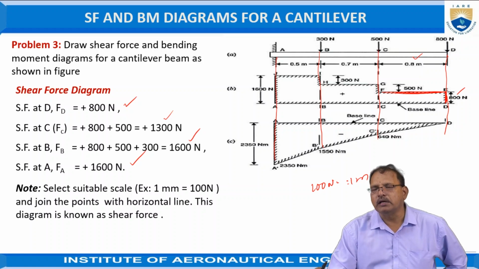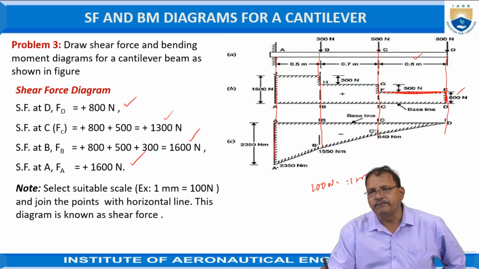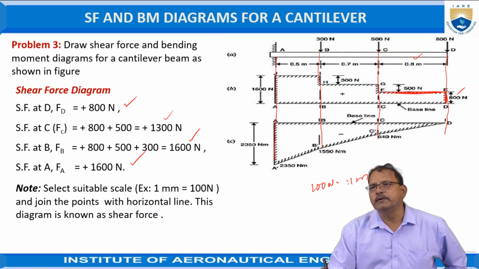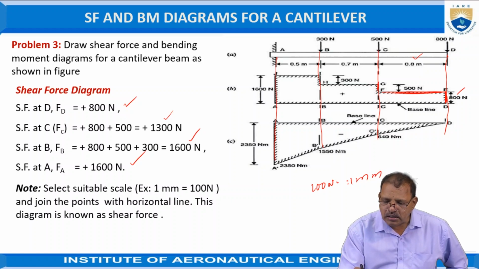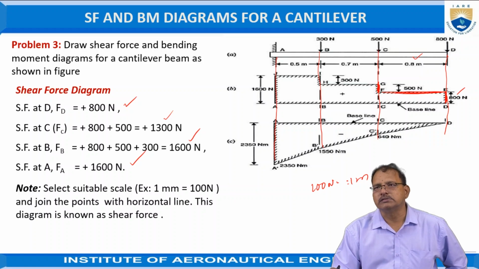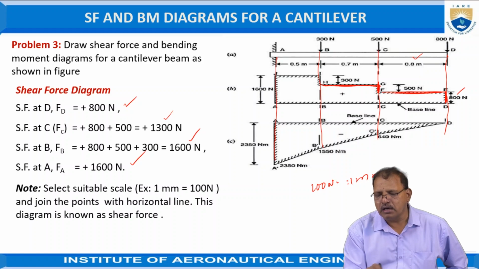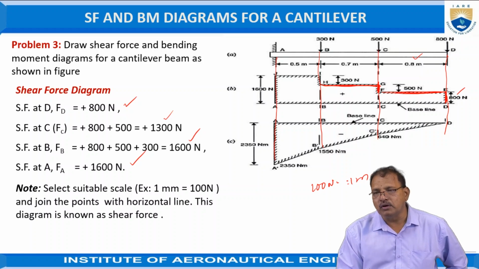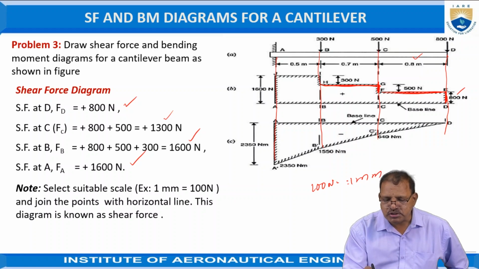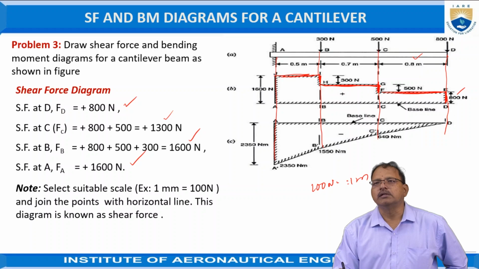But at point C, suddenly a 500 load is acting. The total load acting at C becomes cumulative, that is the sum of 800 plus 500, which is 1300, so it goes in the upward direction. And again, up to point B, it remains constant, so draw a horizontal line. At position B, again suddenly a 300 downward force is acting, and the sum becomes 800 plus 500 plus 300, 1600, in the upward direction. Again, it remains constant. Hence, this diagram is known as the shear force diagram.